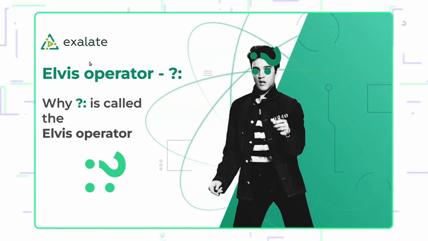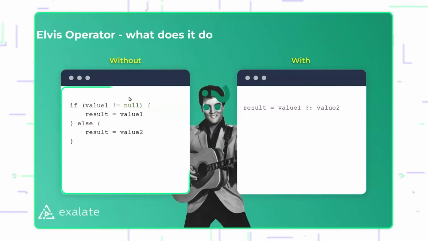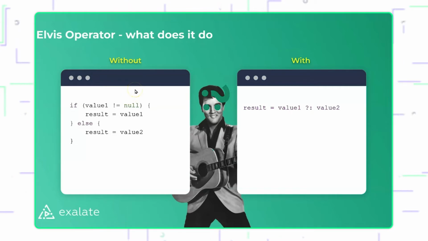So what does the Elvis operator do? It's pretty simple. If you look at the code snippet on the left side, what you're basically doing is assigning a value to the variable result. Now, you need this if condition to be present if you want to avoid null values. So if value 1 is not null, then that value 1 is assigned to result. And if it is null, then value 2 is assigned to result. So it kind of provides a default value to the result variable.